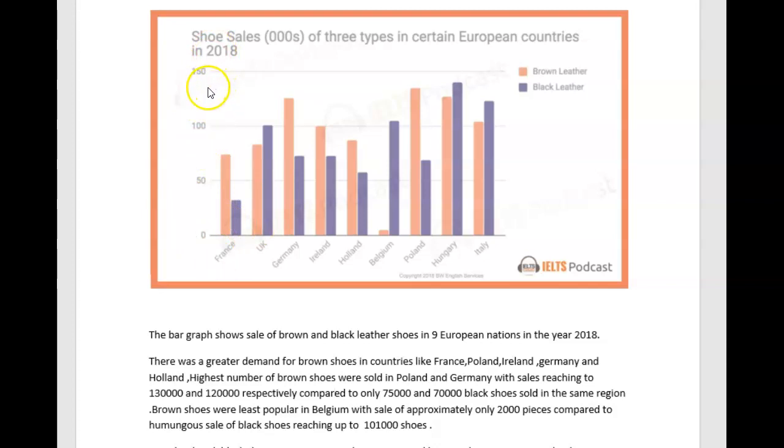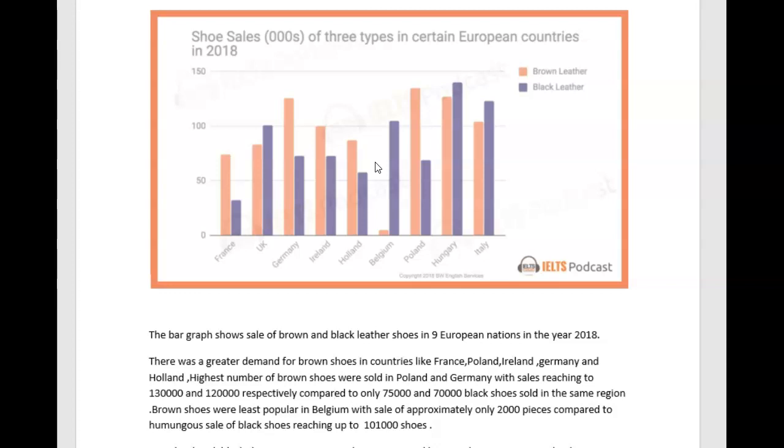So what do I mean? I mean that when you're talking about brown leather shoes, you could say that 4 countries sold over 100,000 brown leather shoes. They were Germany, Poland, Hungary, and Italy, with Poland selling the most at 135,000. Okay? Then you could say the least brown leather shoes were sold in Belgium at only 2,000. The remaining countries, and then name them, all sold between 50 and 100,000 brown leather shoes.